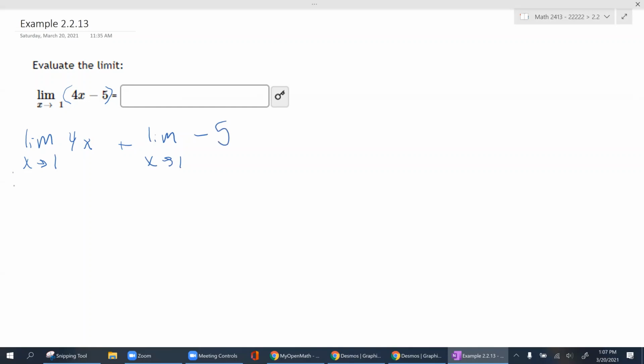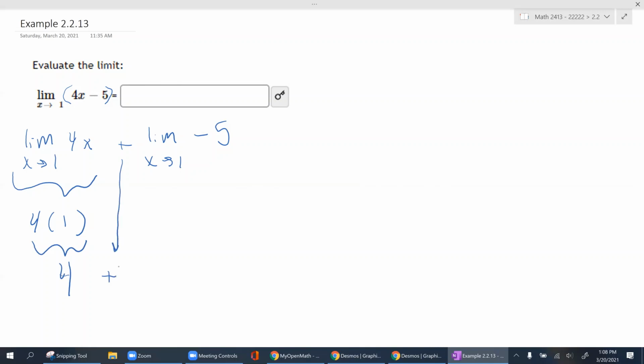I'm going to focus on this part here. All I'm going to do is plug in that limit. So I'm going to plug in 1 into there. So this is just 4 times 1, which is 4. Okay, very nice. There was a plus here, so I'm going to bring that down.